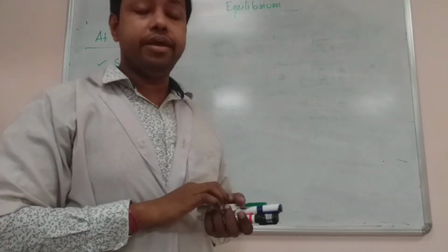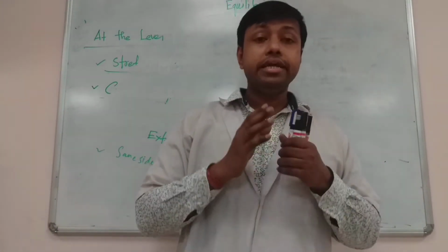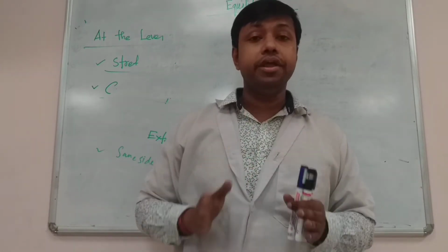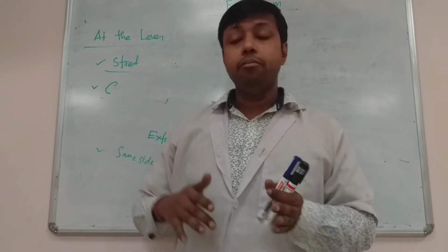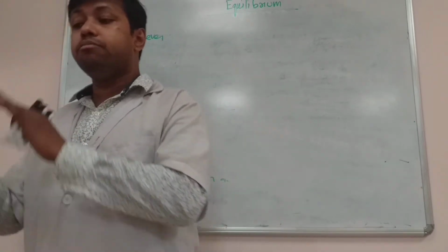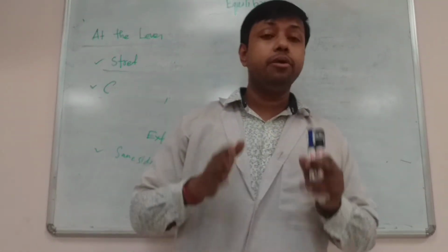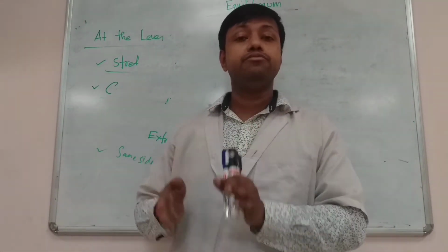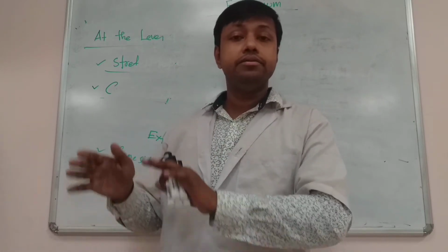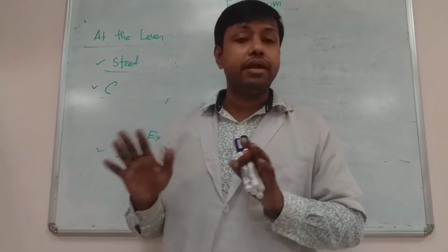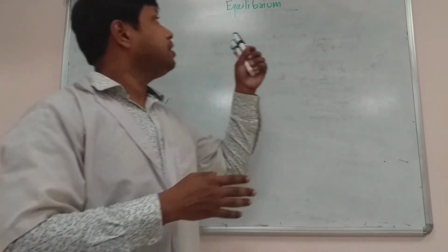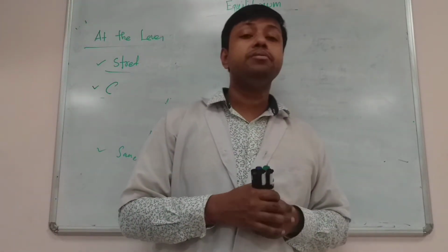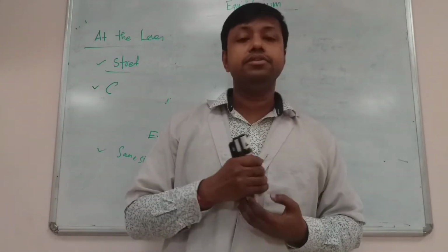So what is equilibrium? Equilibrium is the maintenance of a particular body from a state of fall or state of destabilization. So equilibrium means you have to somehow stabilize the position of a body in a particular space, in a particular posture. You have to balance the body so as to prevent the fall or destabilization. So this is called equilibrium.